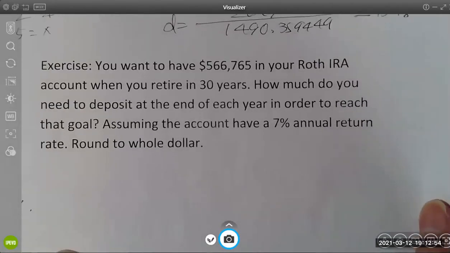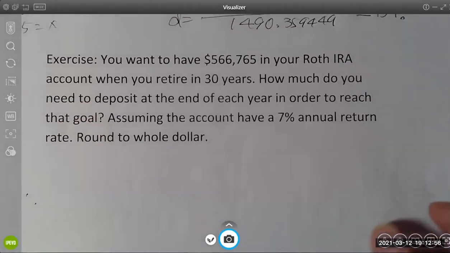Exercise. Basically, everything is the same. We just have a different set of numbers, but let's read it first anyway. You want to have 566,765 in your retirement account in 30 years. How much do you need to deposit at the end of each year in order to reach that goal, assuming you get 7% and round to the whole dollar?